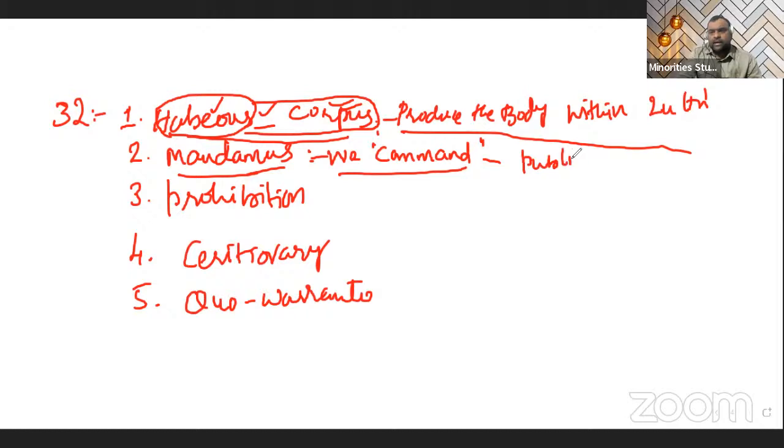For a public official, for example, if a public official is not performing his duty. I would like to tell you one example: if you go to the police station and the police personnel do not register the FIR, then you can file mandamus in the High Court or Supreme Court. Supreme Court Article 32, High Court Article 226. Whenever any public official is not performing a duty, the court asks them to perform the duty by a petition of mandamus, commanding. The court will command you.